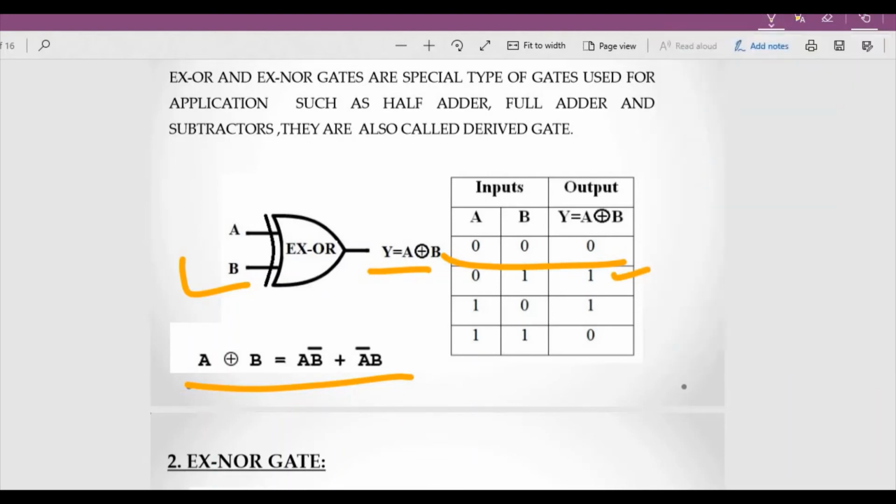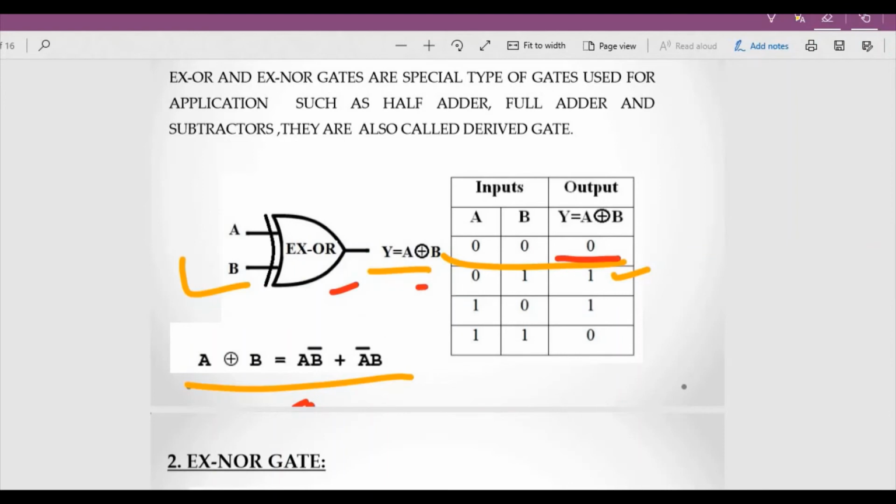So for example, if you take a equals 0 and b equals 0, in this case a is 0. What is b? b is 0 but its complement is 1, plus. Now again a is 0, so a complement would be 1, and b is 0. So 0 into 1 is 0, plus 1 into 0 is 0. If you add both, you will get 0. So this is what we are getting, 0. Okay. Now we will take the second case.